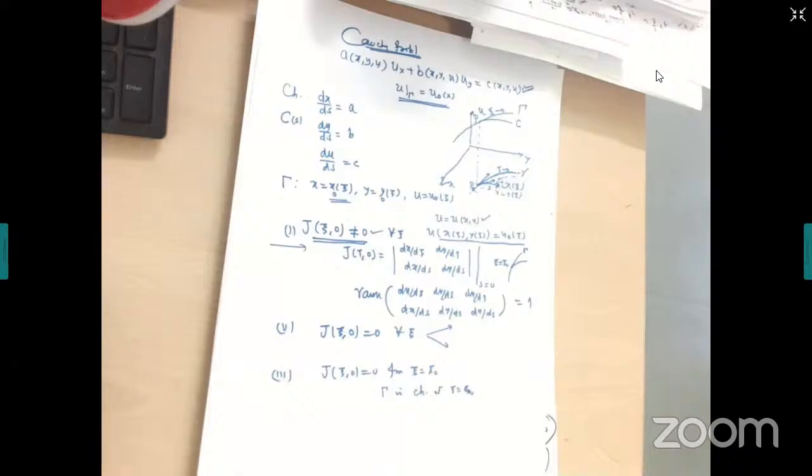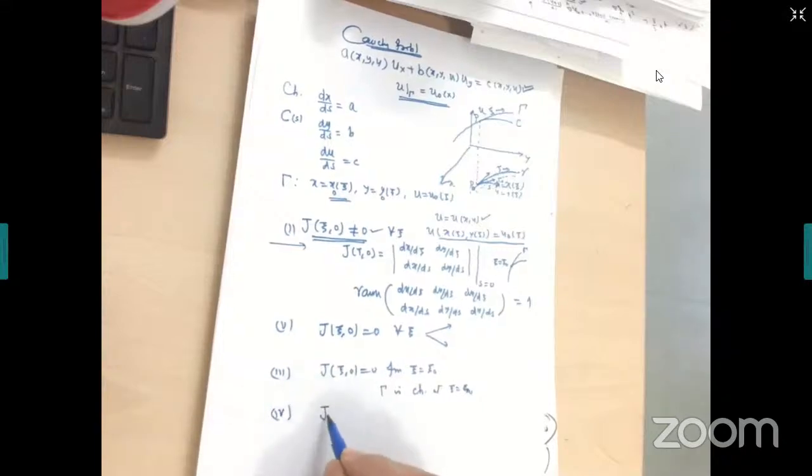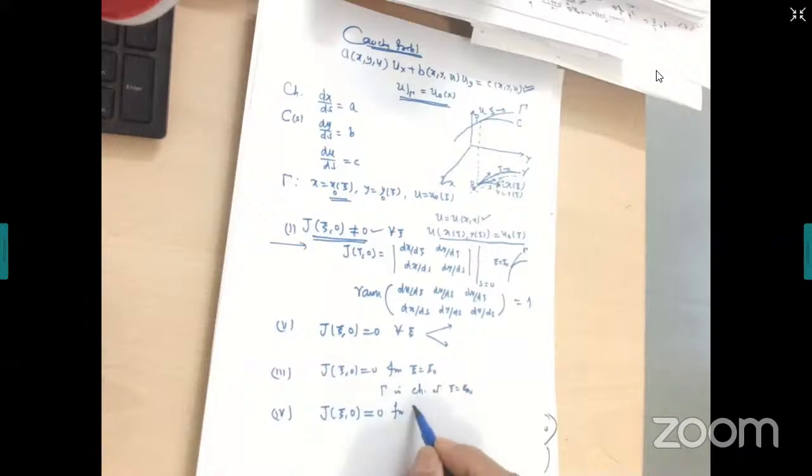So then there exists a solution in the neighborhood of xi is equal to xi naught. What kind of solution? Will it be a C1 type solution or not? Yes, sir, C1 type. Are you sure? It's C1 type only if the rank condition holds.